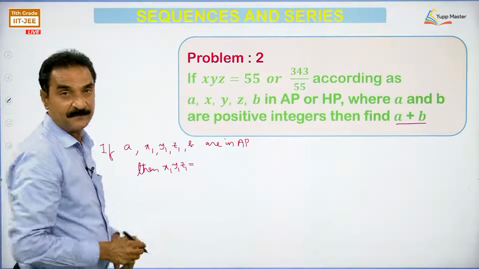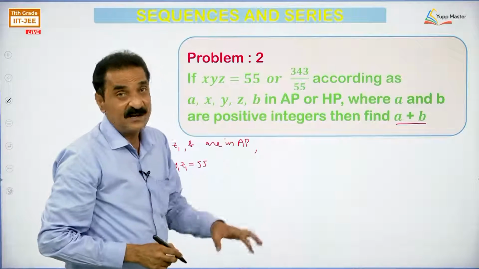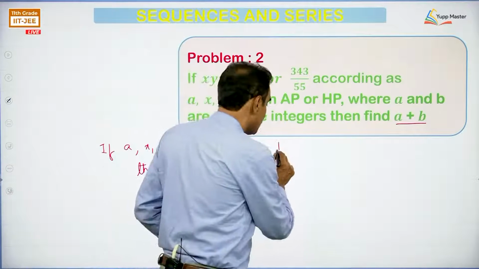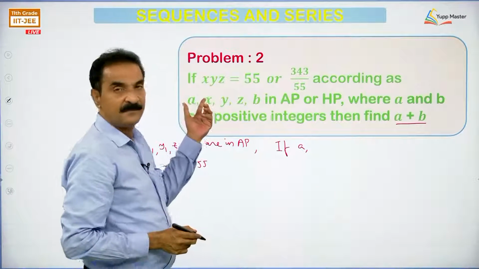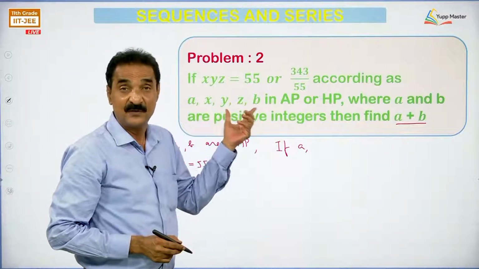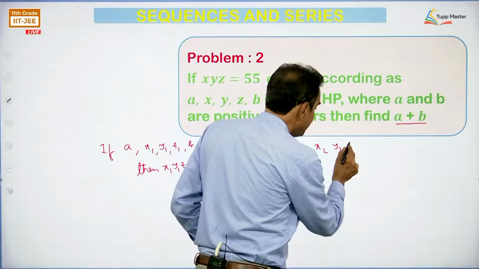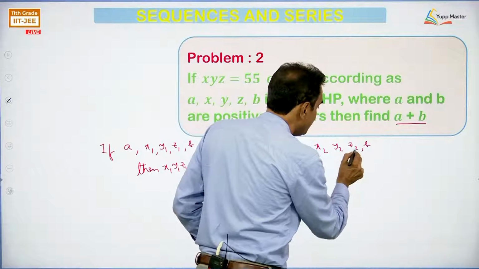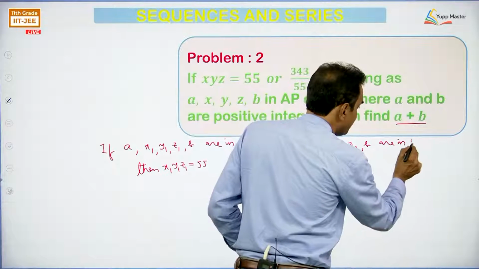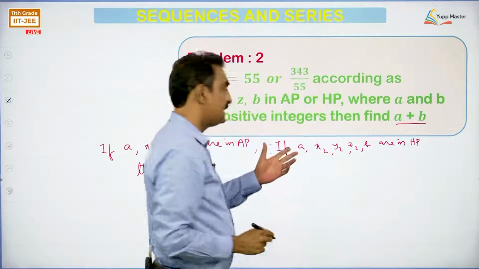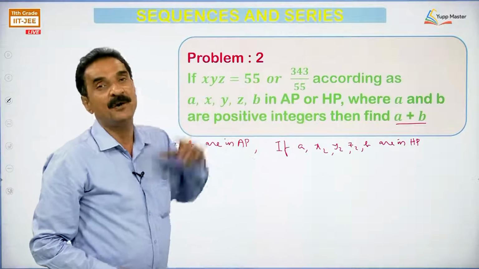It is 55. Alright. If they are in HP, when they are in HP, we denote the values of x, y, z as x2, y2, z2. A, x2, y2, z2, B are in HP. Then the product x2, y2, z2 will be equal to 343 by 55.